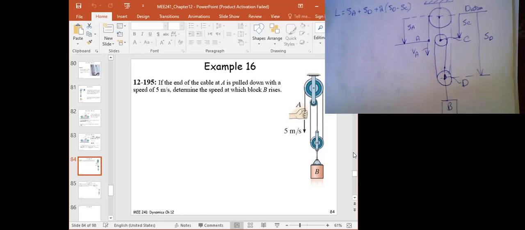Yes, the reference must be. We took it as SD minus SC because we took it from the origin above. Yes, exactly. So I'm trying to express this length using this datum.